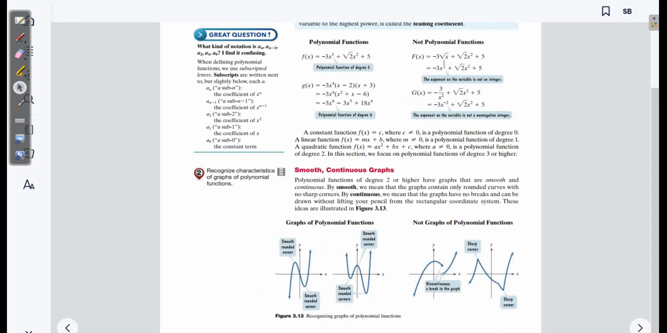The number a sub n is the coefficient of the variable with the highest power. It's called the leading coefficient. Again, that's just a very rigorous definition. It's a definition that isn't necessarily needed or used so much in this particular course.